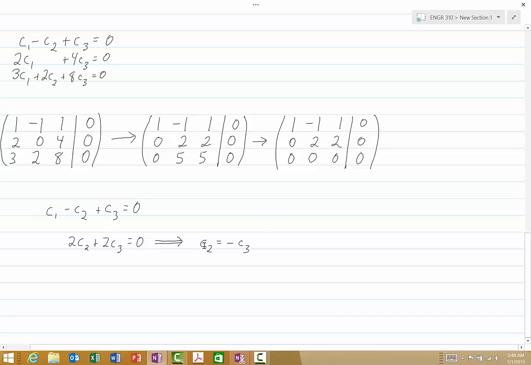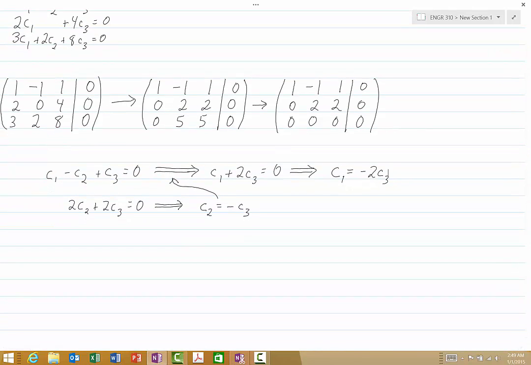Now let's take that result and plug it in to the first equation. When we take the first equation and this equation and put them together, we're going to plug in -C3 for C2. Then we get C1 plus 2C3 is equal to 0. And of course, that implies that C1 is equal to -2C3.